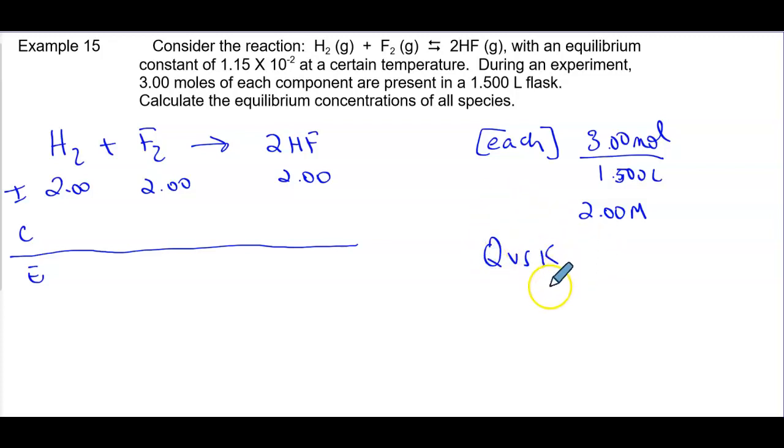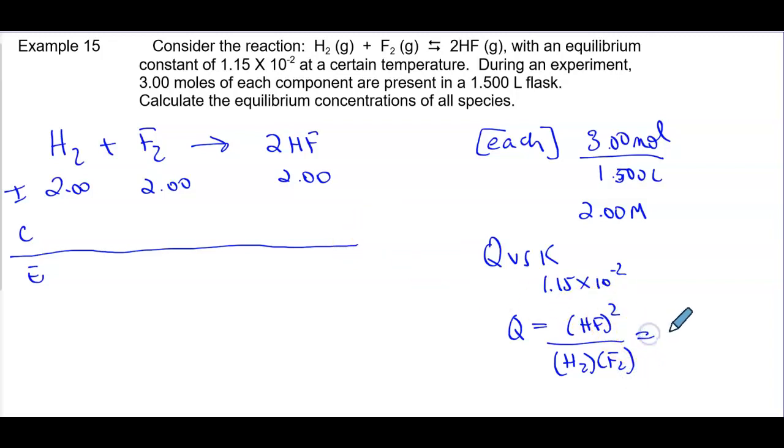All right, that means we have to be given K. We are given K to be 1.15 times 10 to the negative second. To get Q, I set it up just like I would a K, meaning that I would have HF squared over H2 times F2 based on my balanced equation. So therefore, I'm going to put 2.00 squared over 2.00 times 2.00, and you can see this all becomes 1.00.